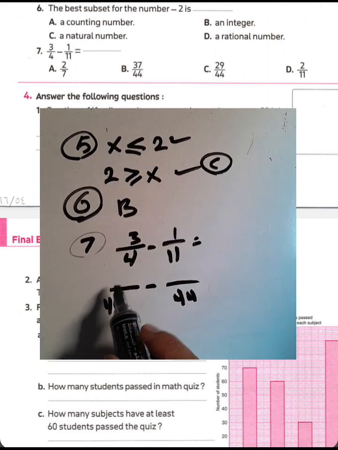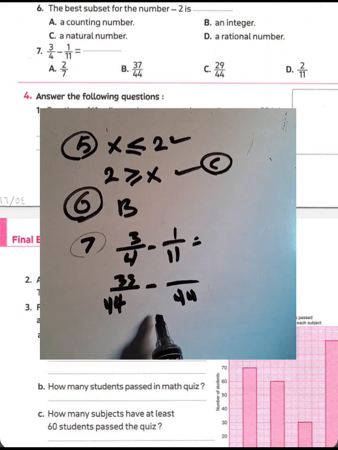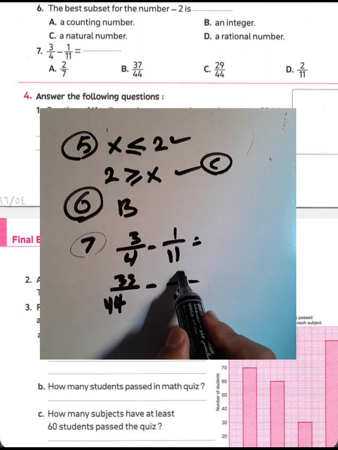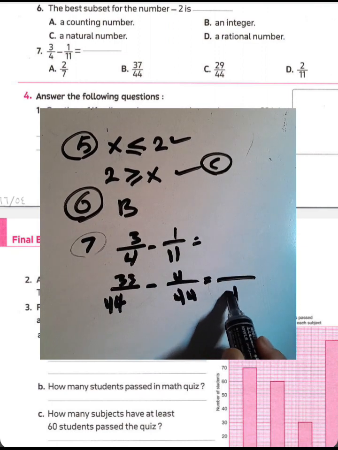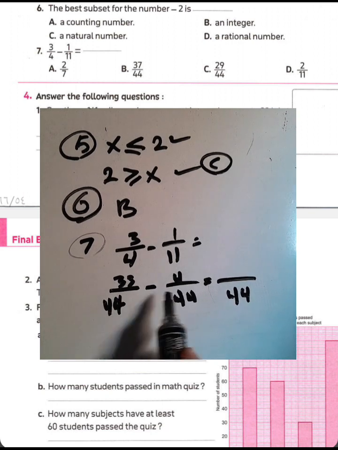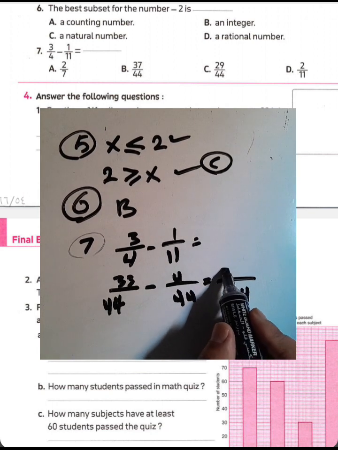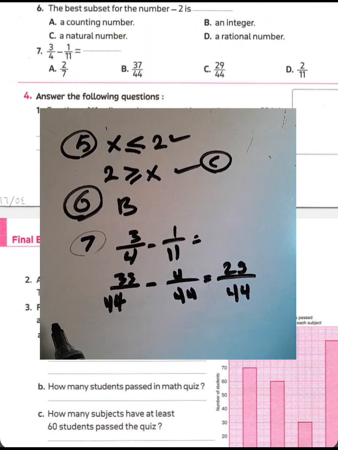3 times 11 equals 33. 4 times 11 is 44. 4 times 1 equals 4. And then write 44 in the denominator. 33 minus 4 will be 29. The result will be 29 over 44. Choose letter C.